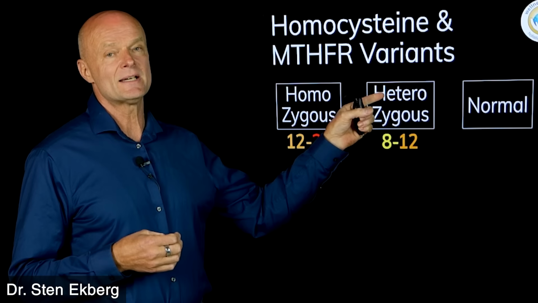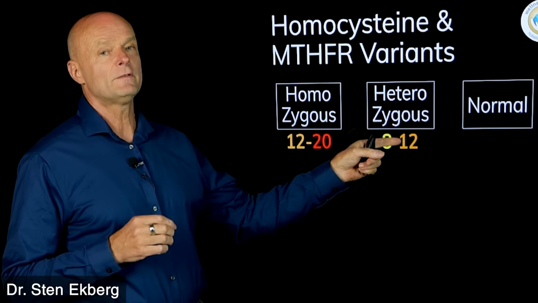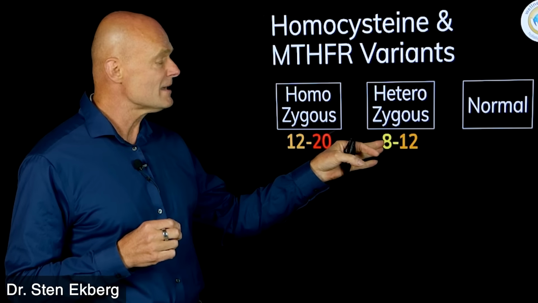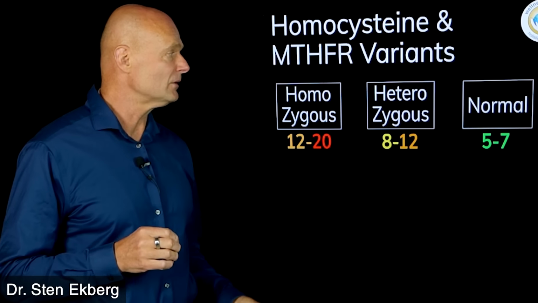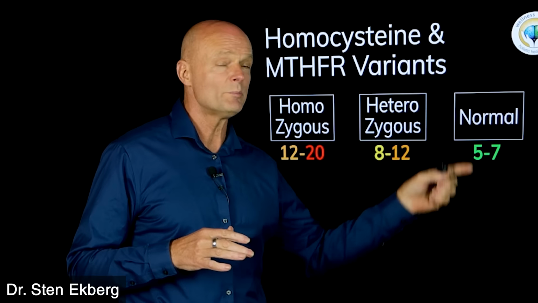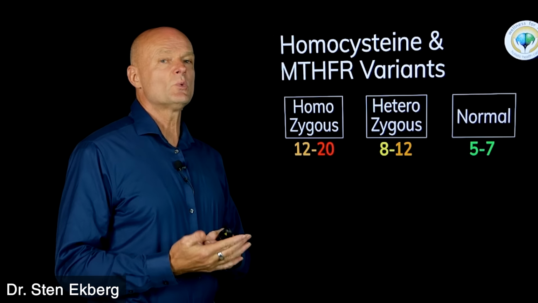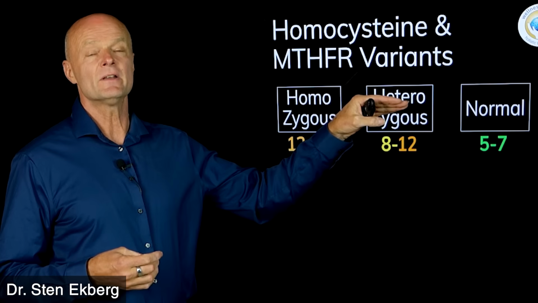If you're heterozygous and everything else is good, you may not get flagged at all. You could be in the borderline to the slightly high level, whereas if you're normal and everything else is good, now you would be in the optimal range. So this is kind of an ideal situation where the only problem you have is that there's a genetic variant.